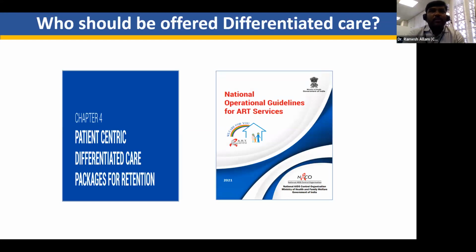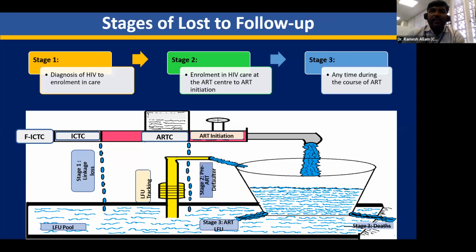Now, to answer the question, who should be offered differentiated care? If you have read the operational guidelines 2021, chapter 4 is dedicated to this, that is, patient-centric differentiated care packages for retention. So this entire chapter is what we'll talk about, and I will be trying to give some examples and share some infographics from different projects that we have. Before we answer the question, who should be offered differentiated care, I just want to walk you through what is retention, what we mean by this.